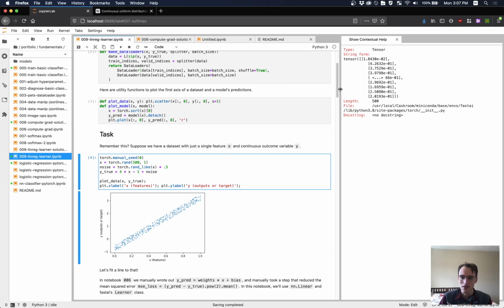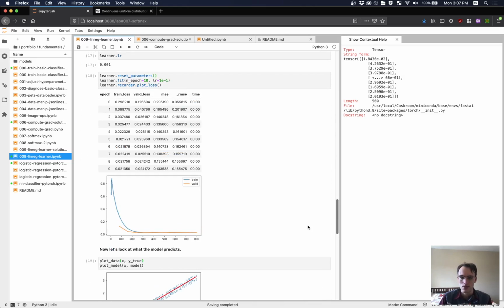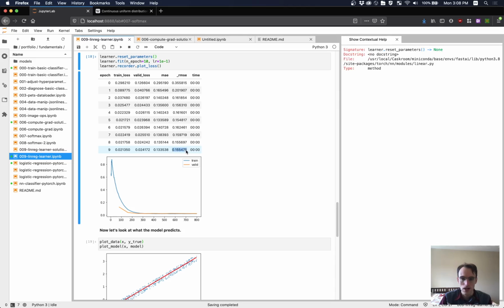I want to point out something numerically first, and then we'll see how it works in math. Notice when we got a good fit, our training loss and validation loss were both about 0.02, which has a square root of 0.155.